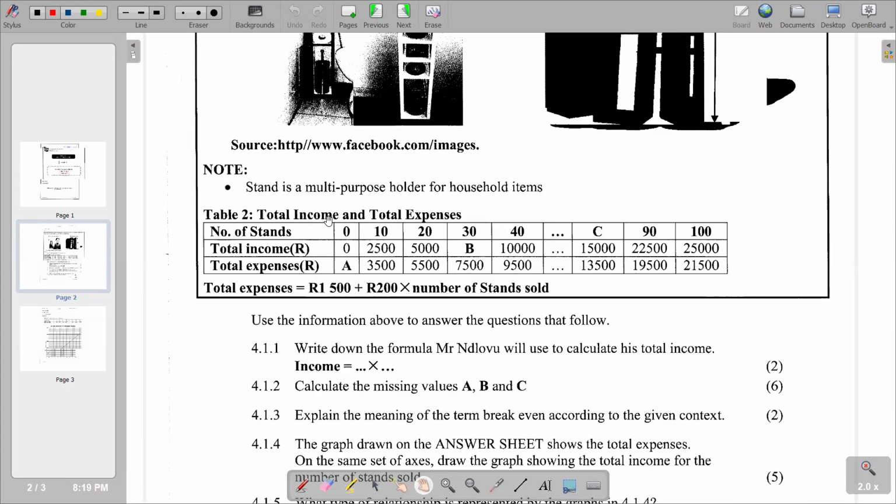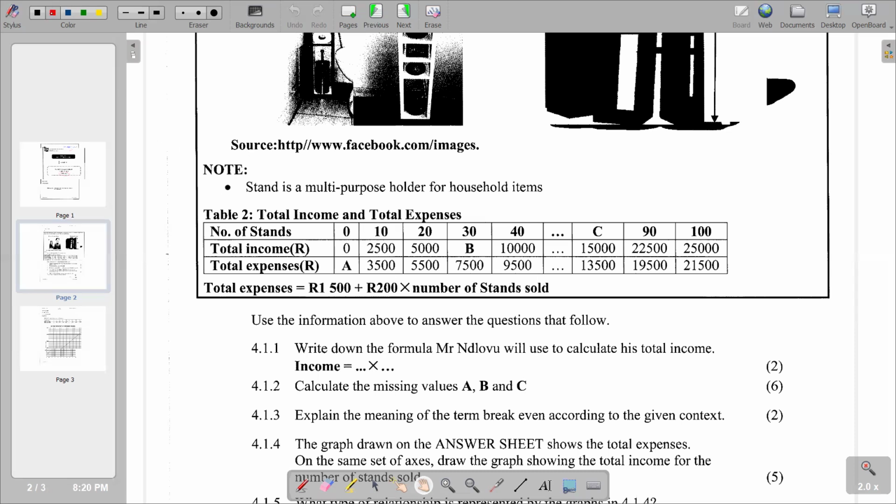You are given a table, which is total income and total expenses. So beneath that, it means use the information above to answer the questions that follow. So on the first part, 4.1.1, it is write down the formula that Mr. Ngovu used to calculate his total income. We are given income is equal to a dash times dash. So obviously, the formula that we are supposed to come up with is that the total income, you can find it by saying average income per stand times number of stands.